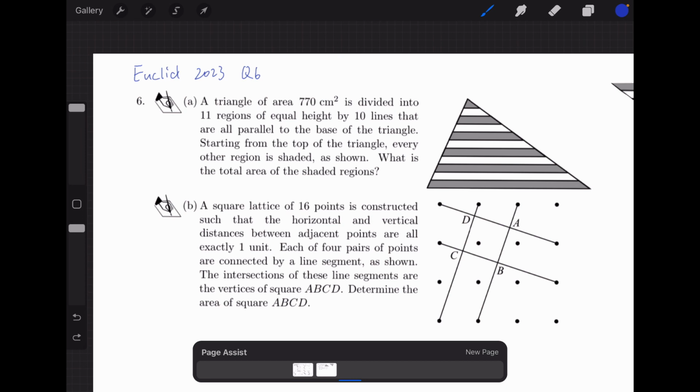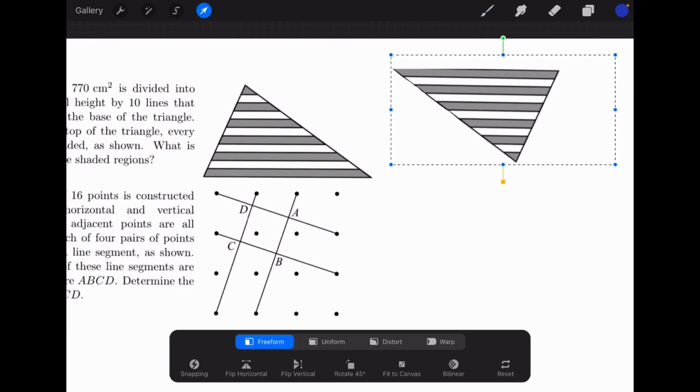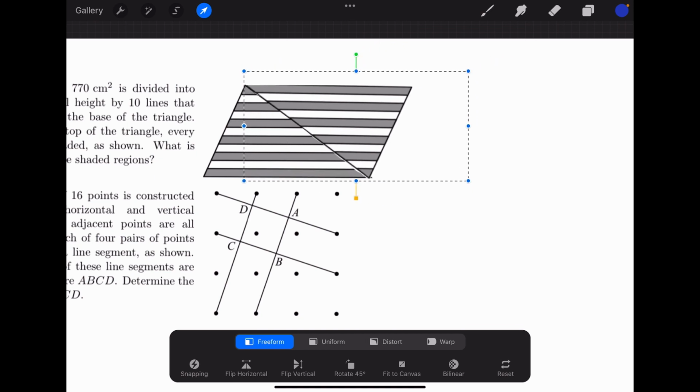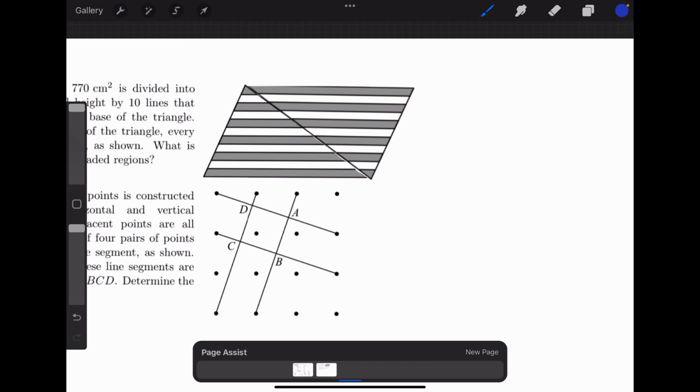To start this question off, we're going to draw an identical triangle and put it together with the first one. Let's just move it over. As you can see, they form a parallelogram, with each shaded strip and blank strip having the same area. Because there are 11 strips in total and 6 of them are shaded, the ratio of the shaded area in the parallelogram to the total area is 6 to 11, according to the strip numbers.